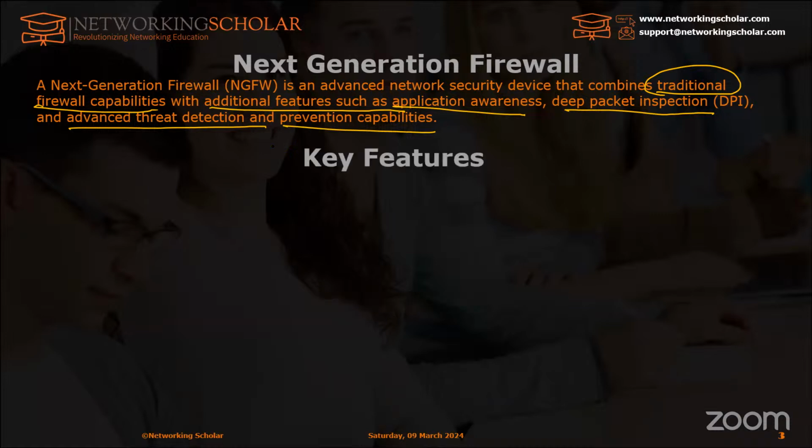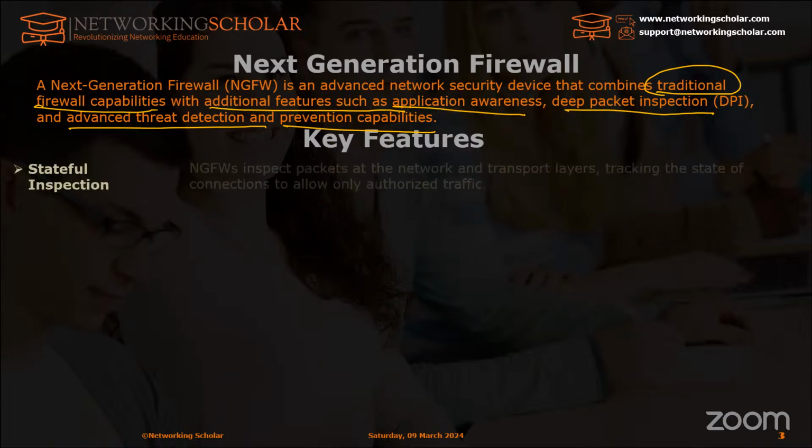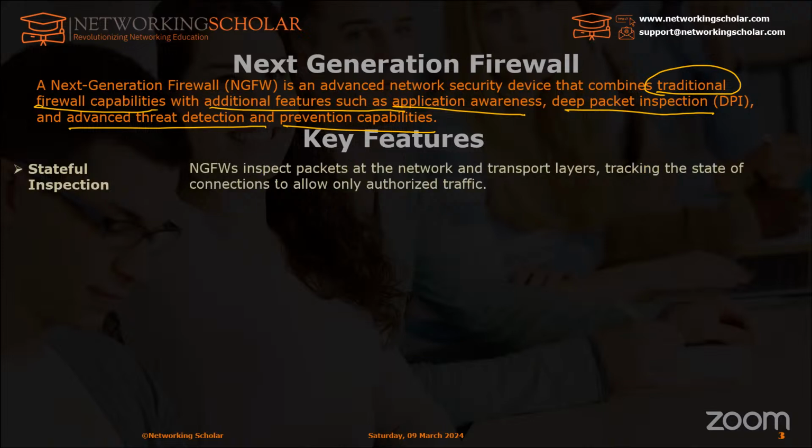Then there are some key features as well. The first key feature is stateful inspection. What is stateful inspection actually? Stateful inspection is when the next generation firewall inspects at the network and transport layers, layer 3 and layer 4 of the OSI model. It tracks the state of connection to allow authorized traffic. If the IP is not allowed, then it is going to be blocked. If the protocol is not allowed, then it is going to be blocked. It looks like that, so we can consider it as such for now.